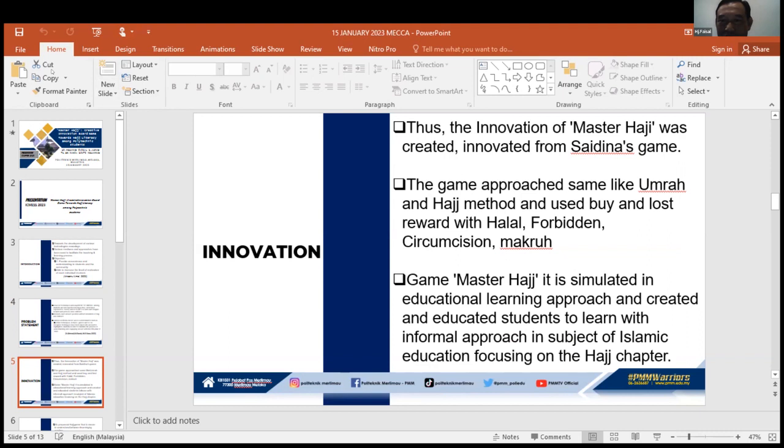Thus the innovation of Master Hajj was innovated from Saidina games or Monopoly games. The game approach is the same as the Umrah and Hajj method and uses buy and loss reward with halal, forbidden, communication, and macro. The game Master Hajj is simulated in an educational learning approach and created to educate students to learn with an informal approach in the subject of Islamic education, focusing on the Hajj chapter.